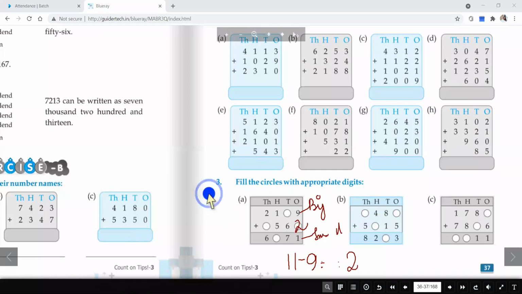Very easy. Now 9 plus 2, 11. 1 is here and another one is carried over, and on which place will it be carried? On the tens place. Up to this I hope that everyone understood. If you understood, just show me a thumbs up.